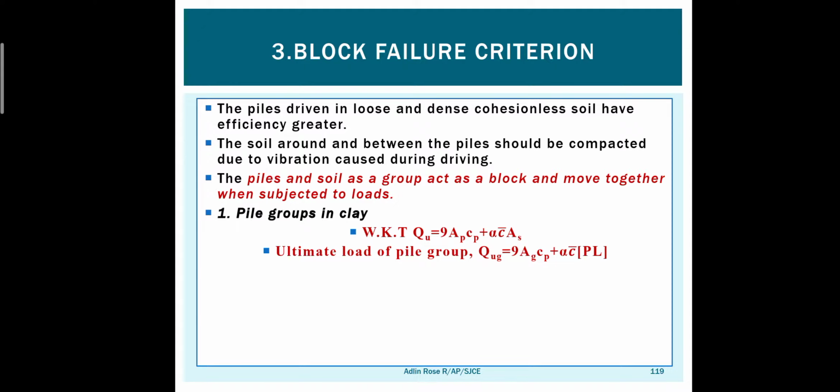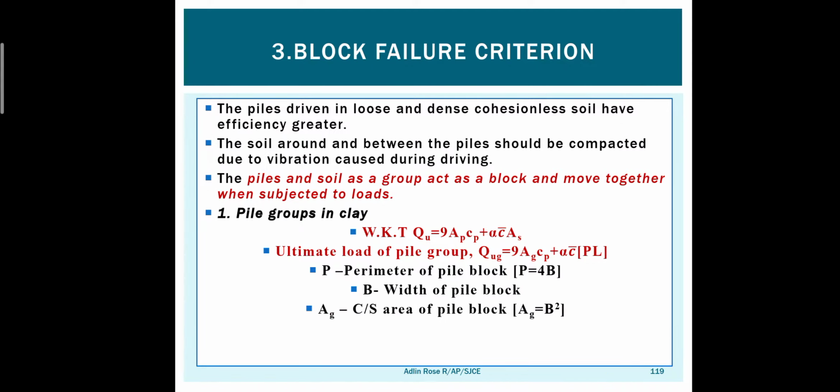QUG, group pile capacity, is equal to 9 AgCp plus alpha C bar PL, where Ag is nothing but we consider the entire pile group as a square block. When you consider the block, it becomes a square, and what is the cross sectional area of the square? B square. So Ag is equal to B square.